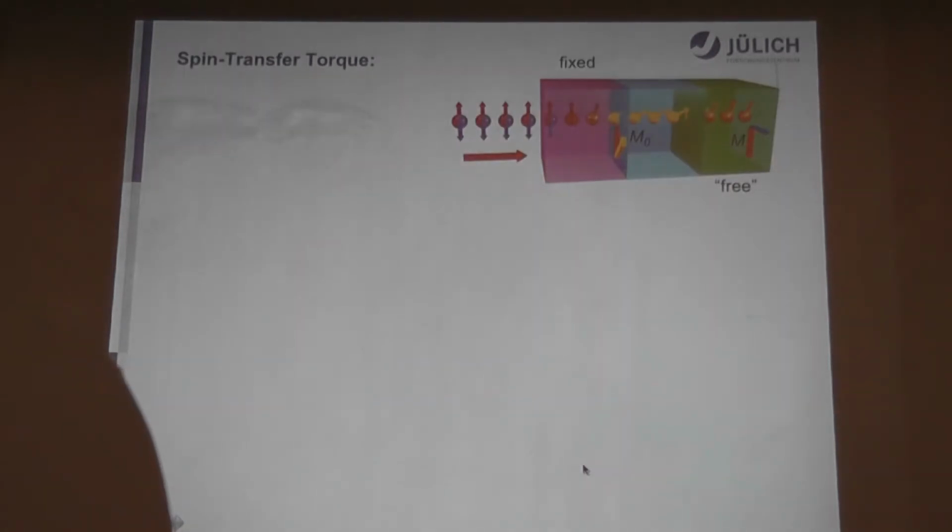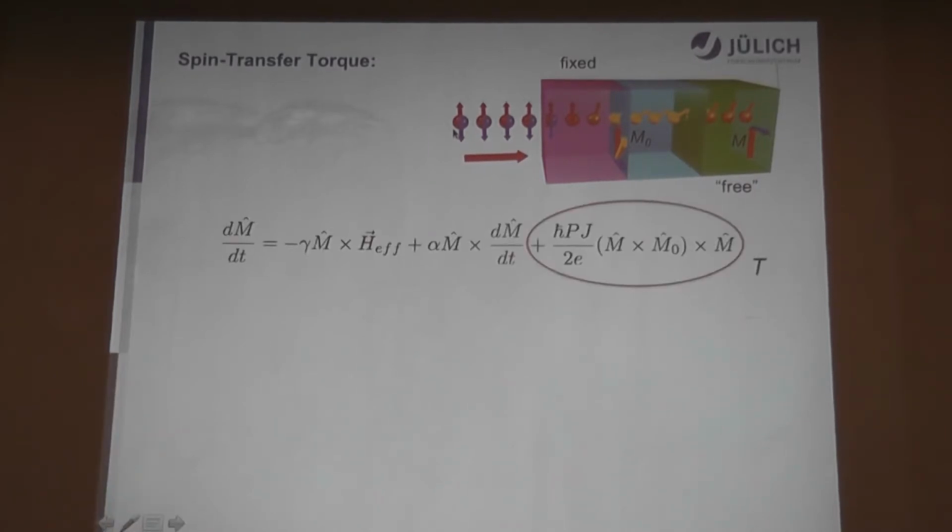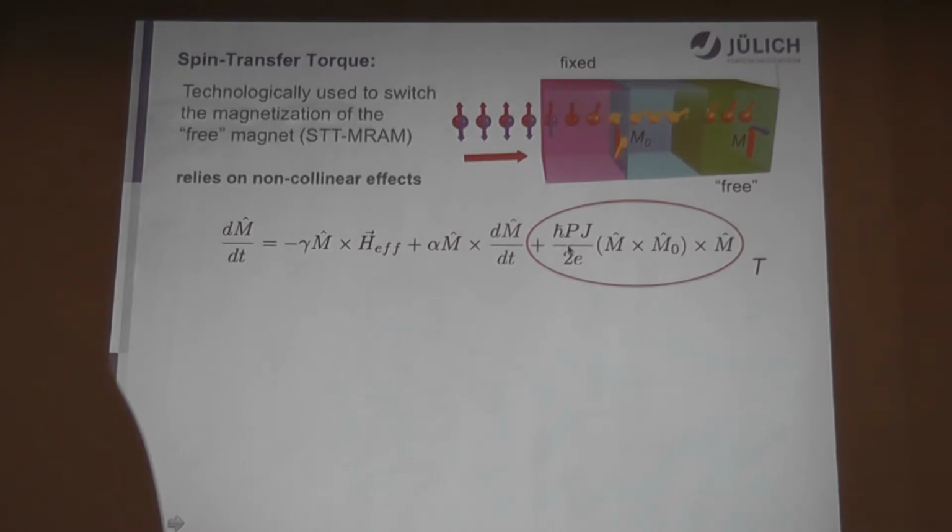Okay, let me come to another example, and this is an example of spin torque. Many of you have heard about the spin transfer torque, or you probably all know about it. This is where we use a magnet to polarize a spin current, and then we inject it into the region with a different magnetization direction. The magnetization of this free layer experiences a torque from the spin polarized current. This is an effect which relies on non-collinear physics, and it is technologically used to control the magnetization in so-called STT MRAMs.